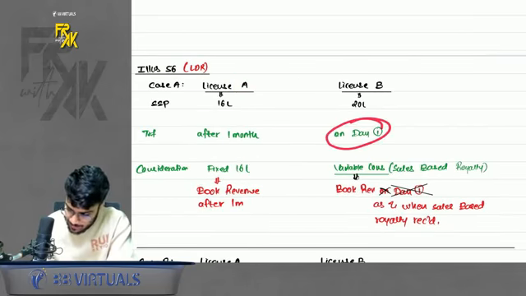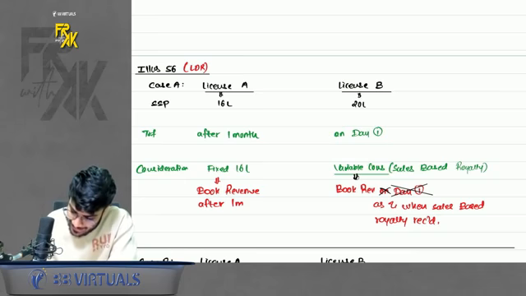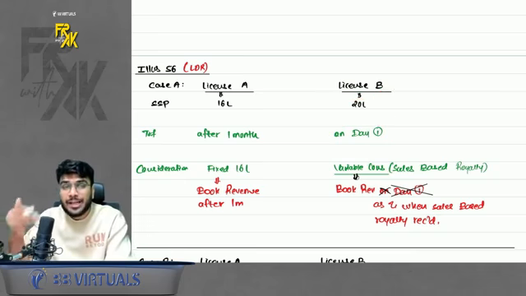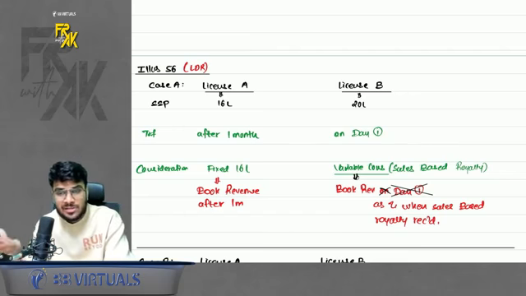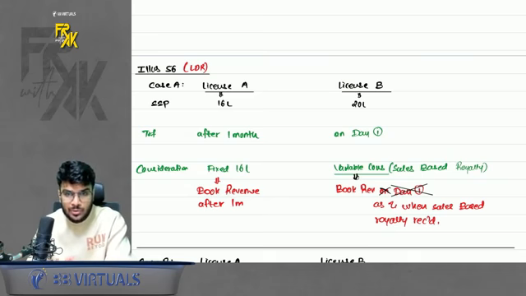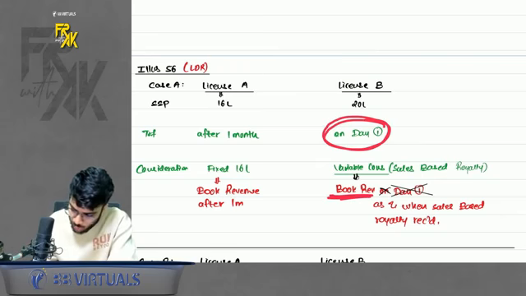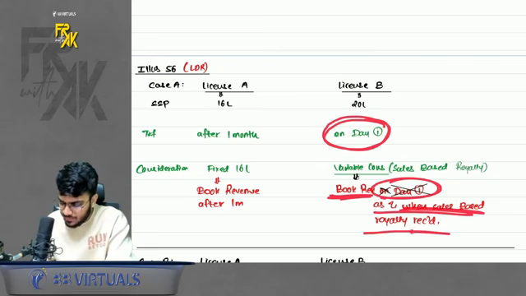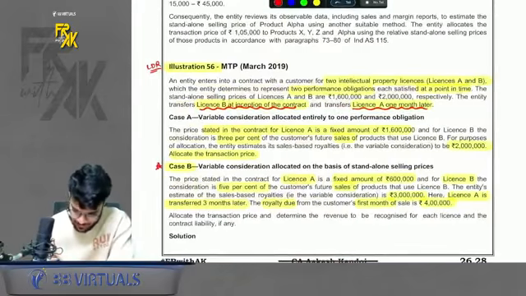For license B, consideration is variable. It is based on sales. So even if the license is transferred on day 1, you can't book the revenue on day 1. Why? Because it has not accrued as of now. It is based on sales. When the sales will happen, revenue accrues. Royalty accrues to you, right? So even if the license is transferred on day 1, still you will not book the revenue on day 1. You will book the revenue as and when sales based royalty is received. Simple. This was case A, a pretty straightforward case.